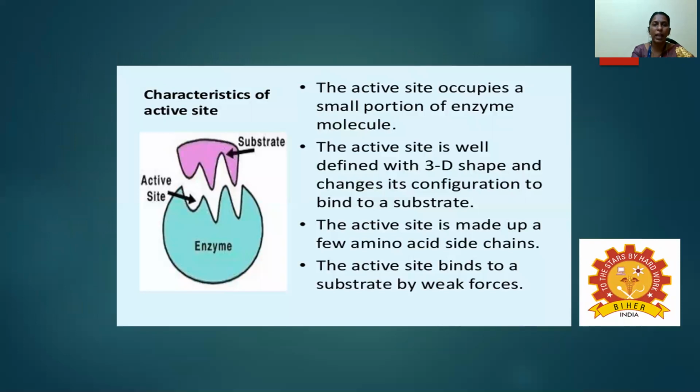The next thing is the characteristics of an active site. The active site occupies a smaller portion of the enzyme molecule, a small cleft. It is a well-defined 3D shape and changes its configuration to bind the substrate. The active site is made up of a few amino acid side chains. So what is the active site? It is made up of very few amino acid side chains, which bind to the substrate by weak forces.